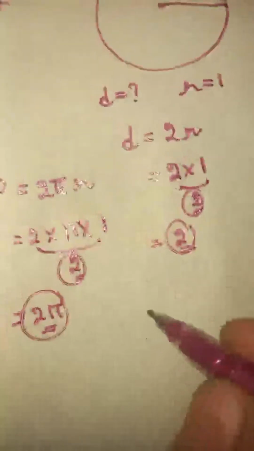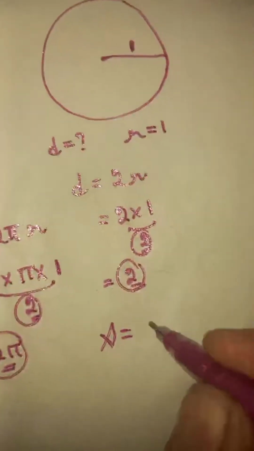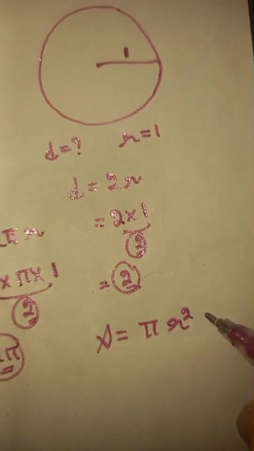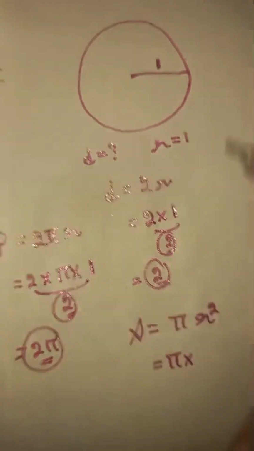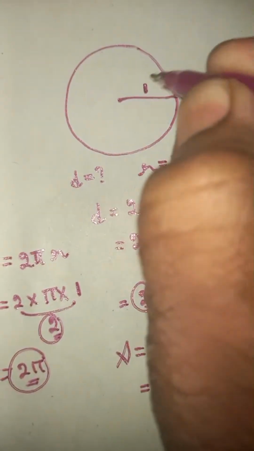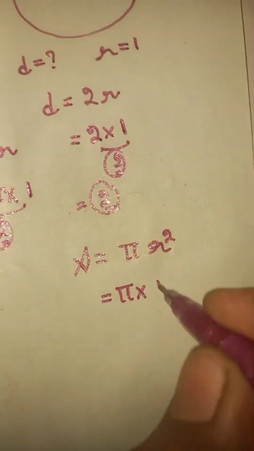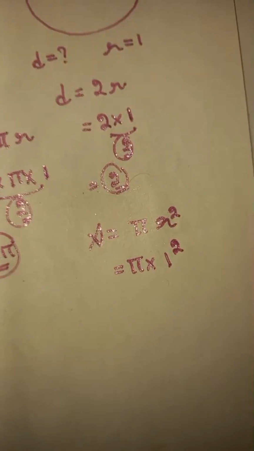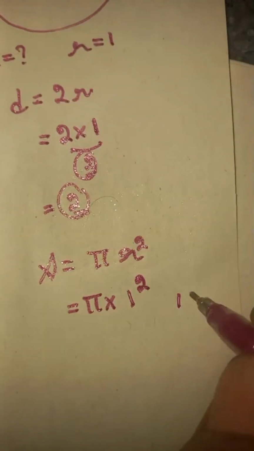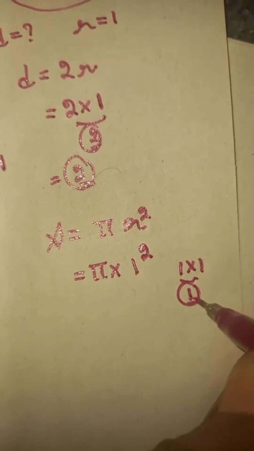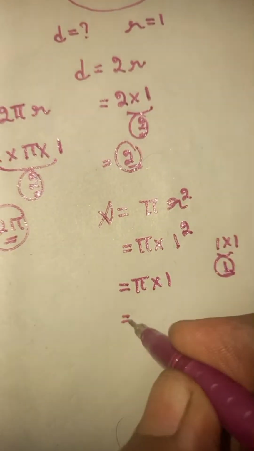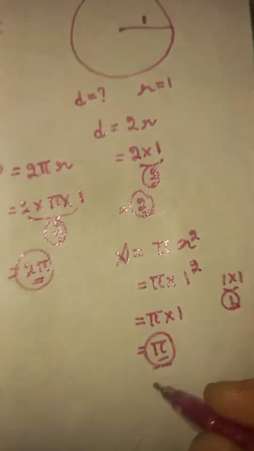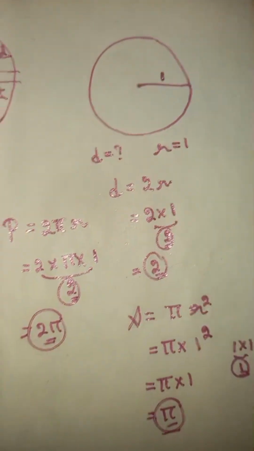Let's find out what's the area of the circle. Area of the circle you can write as pi r square. This means pi times, here the radius is 1 unit, so it becomes 1 square. 1 square is nothing but 1 times 1, which remains as 1. So it becomes pi times 1. Pi times 1 is pi square units. That is the area of the circle.